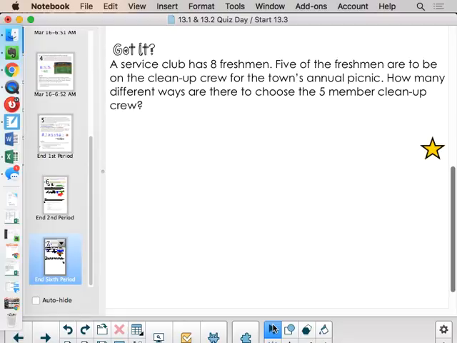And that's why this is a very tricky topic. You have to be able to figure out, is it a permutation or a combination? And that's why we're going to make sure we practice it Monday. Okay? And on Monday, I'll teach you how to do it in your calculator.